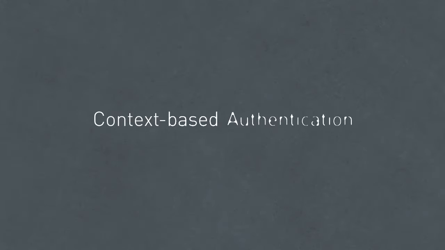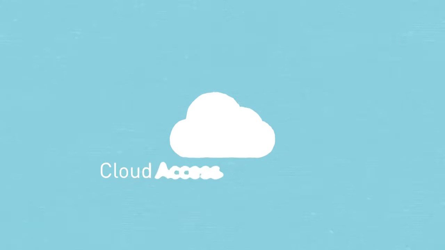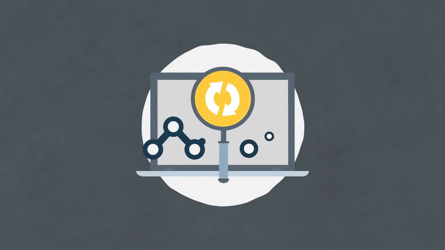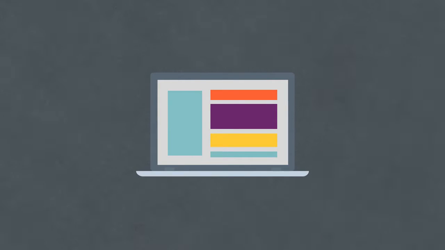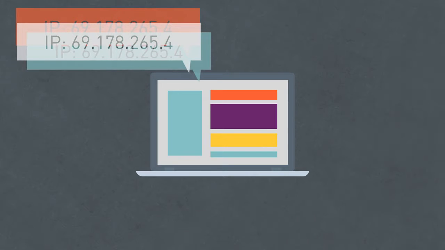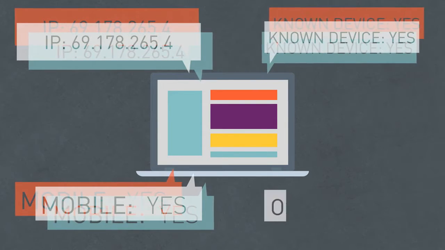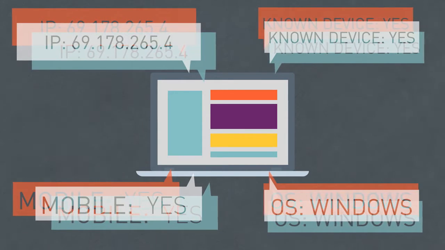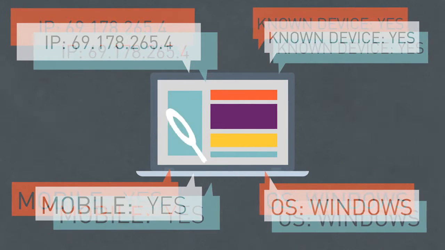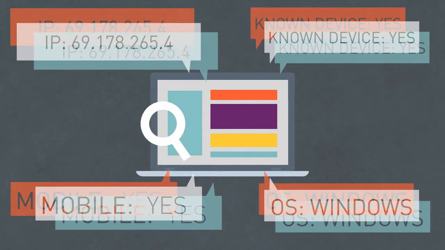Well, yes and no. So we all know what context-based authentication is, but things get interesting when context-based authentication becomes part of cloud access management. Thanks to newer technologies, authentication has become a continuous process. Continuous authentication assesses a range of attributes such as IP address, mobile parameters, known device, or operating system, continuously verifying a person's identity each time they log into an application. In fact, it can do so without the user even knowing.